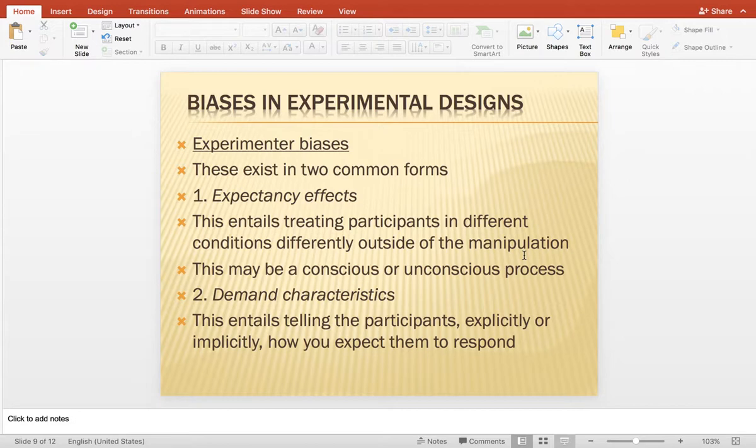We talk about the experimenter because we can always take our perspective as the experimenter, or even as the clinician or the counselor, right? You can put yourself in this perspective because we also go through the same thing in terms of experimenter bias in therapy or counseling sessions. The first issue we always encounter is what we call expectancy effects. The issue of expectancy effects is treating different individuals differently outside of the manipulation.